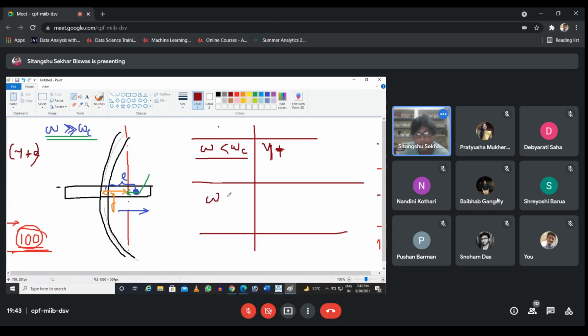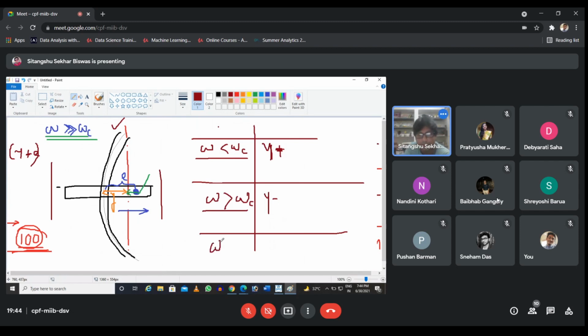Now if omega is greater than omega c, the critical speed, then as I told, the denominator is negative. So your y will be negative, and this is the condition. As I told, this is the outer side and this is the inner side. So the heavy part will be the inner side of the system.